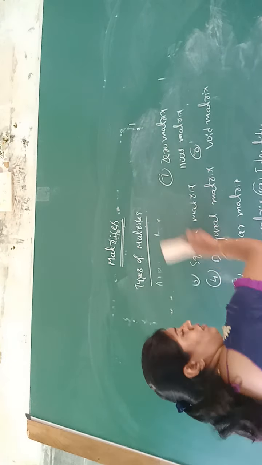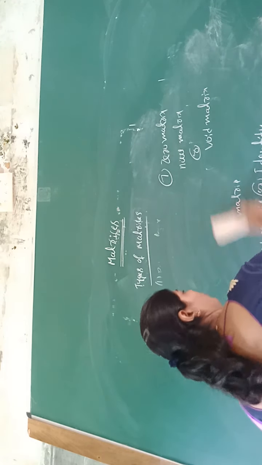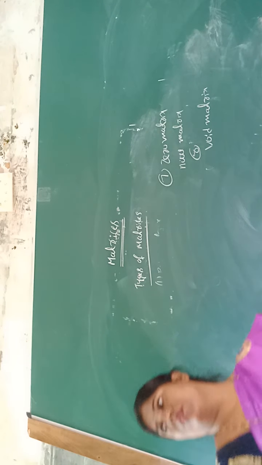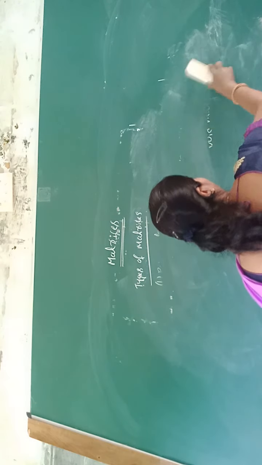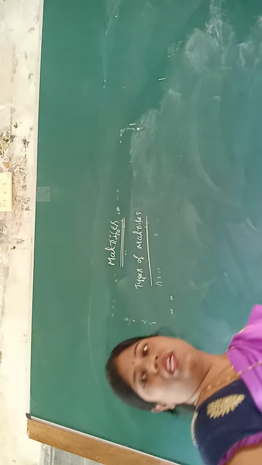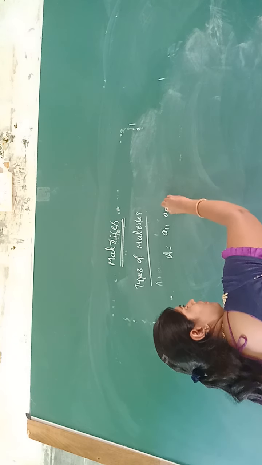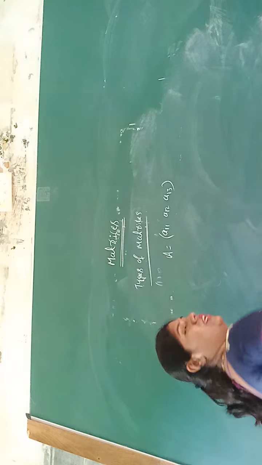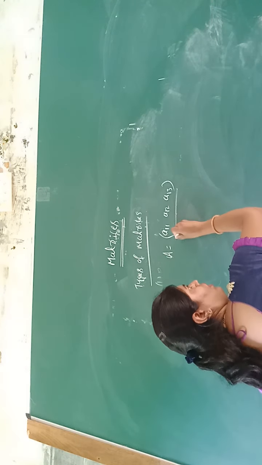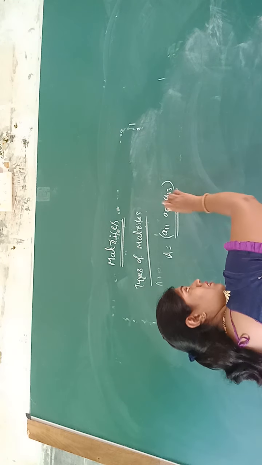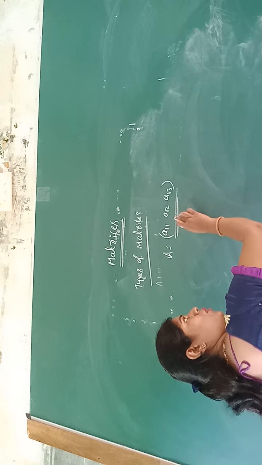A matrix having only one row is called a row matrix. For example, A is equal to A11, A12, A13. How many rows here? There is only one row because it is forming one horizontal line. Therefore, it is called a row matrix.